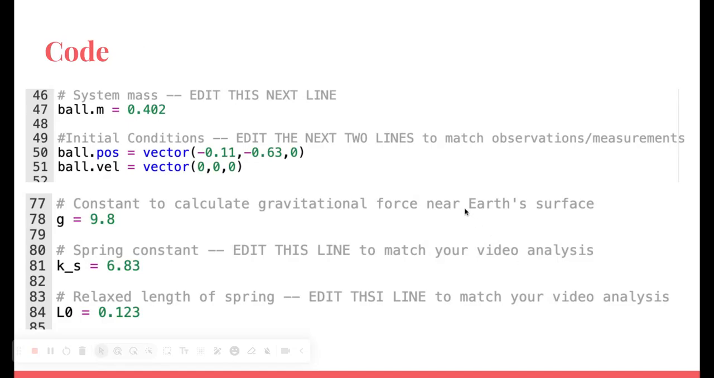Here's the code that was inputted. You can see the initial positions, where the mass was given at 0.402 kilograms, and the position and velocity was just updated from what was calculated earlier.